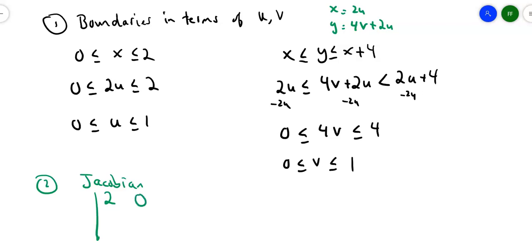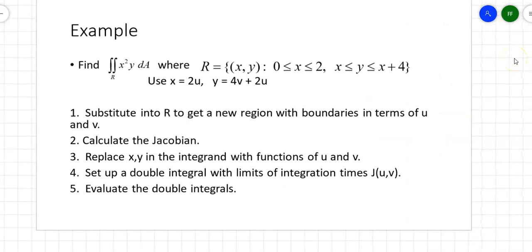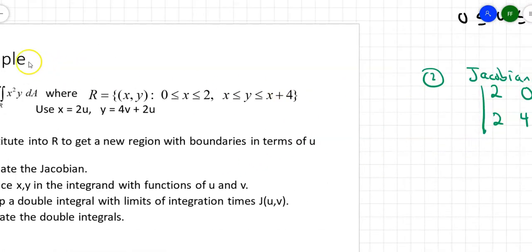In the second line, just watch because the order that I have it written up there is not the same as the Jacobian. So the partial y with respect to u is 2. Partial y with respect to v is 4. Right, 2 times 4 is 8 minus 0. Jacobian is 8. Now the third step is to go back to my original function and get it in terms of u and v, right? It says replace x, y in the integrand with functions of u and v.